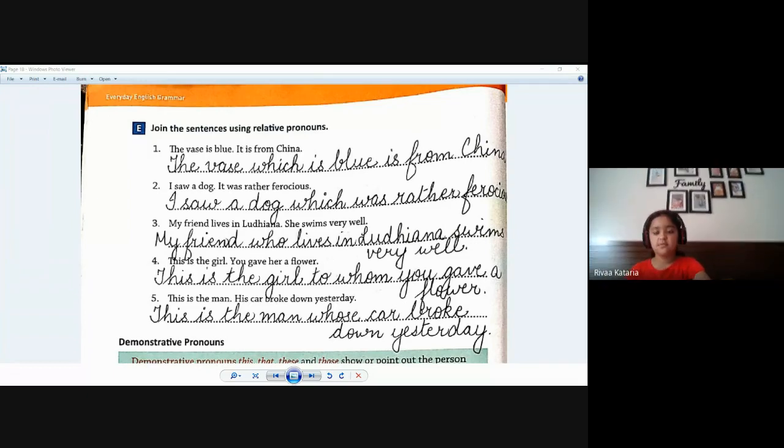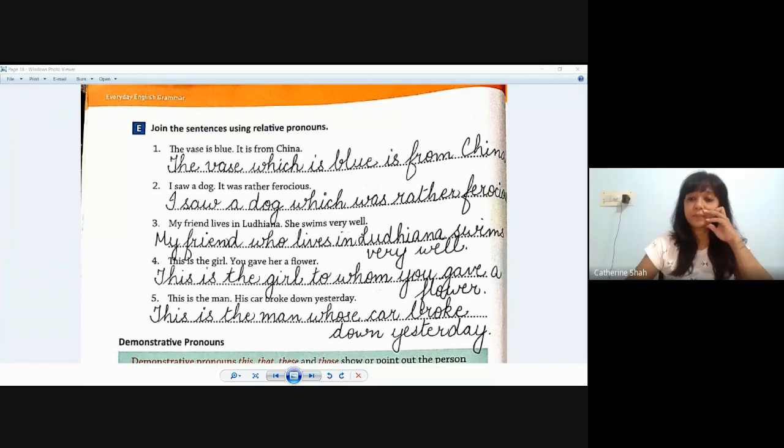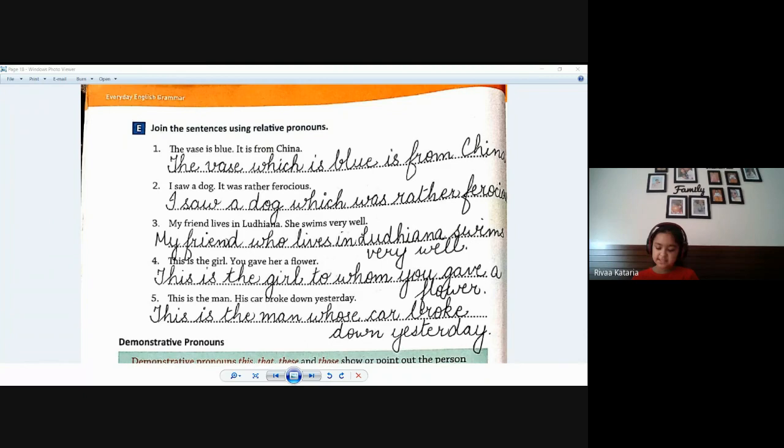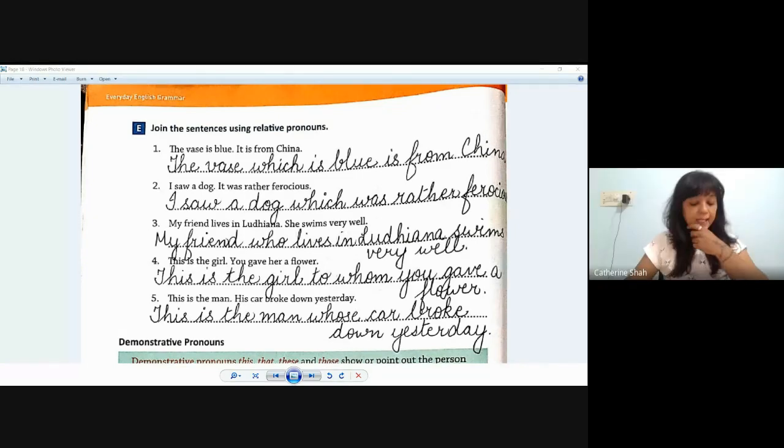Yes, Riva. Tina's mother said these are your aunts from Guntur. They will be with us for a week. Correct. These are your aunts from Guntur. They will be with us for a week. Please check your answers.